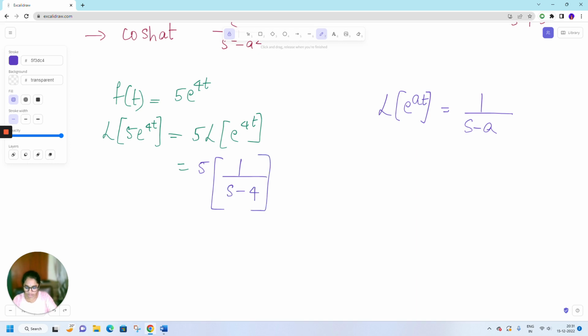Moving on, let me take another problem. Say f of t is equal to cos 3t plus e to the power 60. What would the Laplace of this be? Laplace of cos 3t.